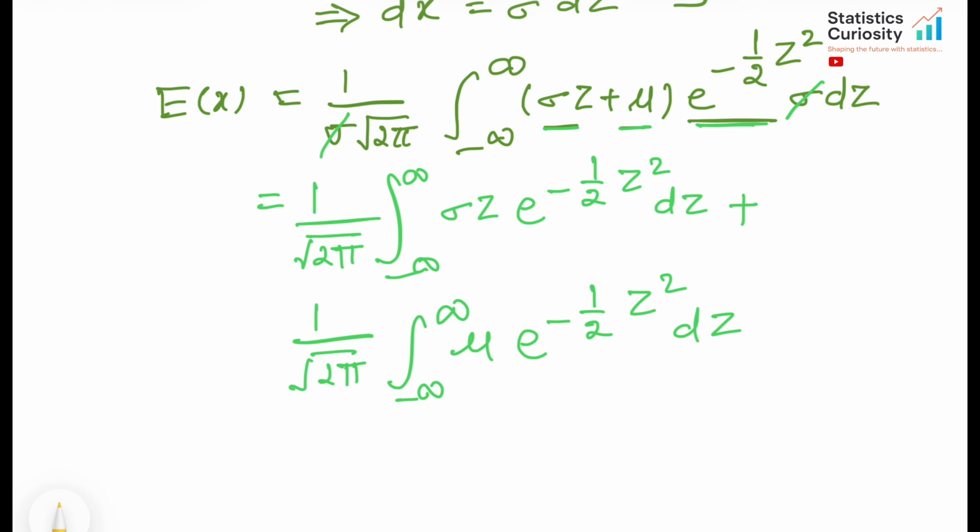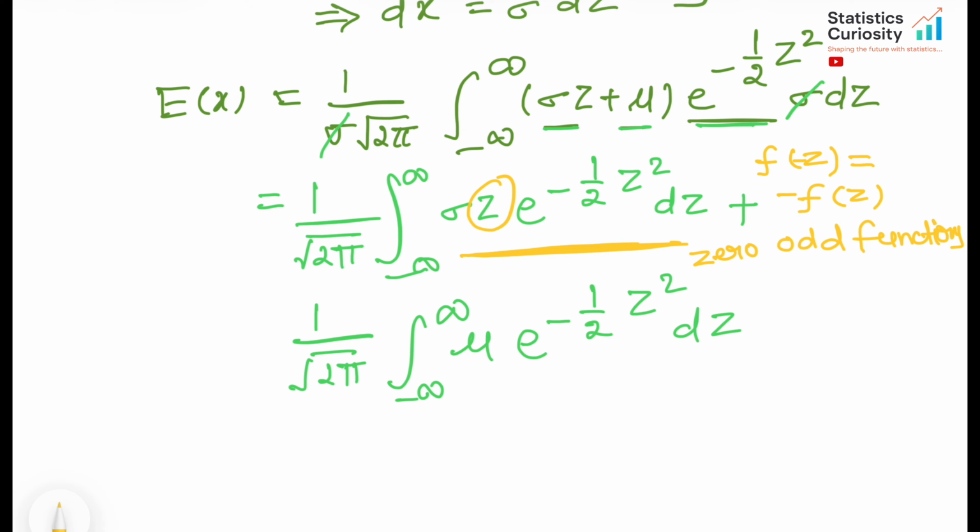Now look carefully at this function. This is z multiplied by e raised to the power minus 1 by 2 z square. If you replace this z with minus z, you will get f of minus z equals minus f of z. Such functions are called odd functions, and the integration from minus infinity to infinity of an odd function should be 0.